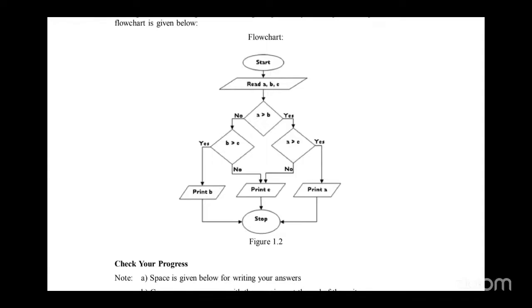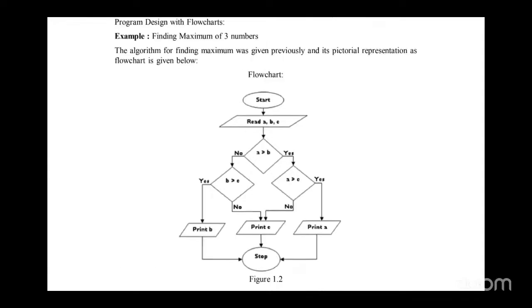If so, A is the maximum. Otherwise, if both checks fail, go further: print B or print C as the maximum. This is called the overall programming flowchart for finding the maximum of three numbers.